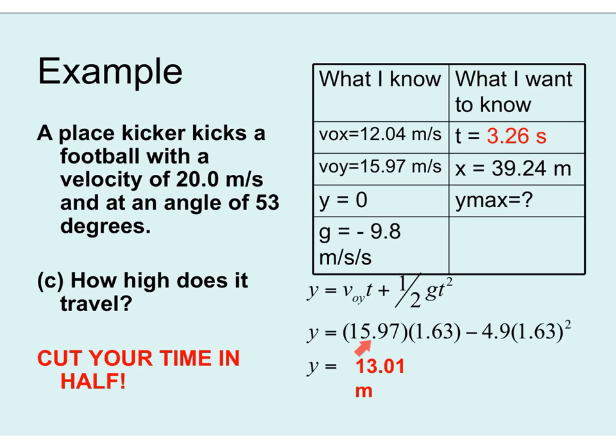So 15.97 times 1.63, that's this part of the equation, plus 1/2 of gravity, gravity's 9.8, times the time squared. Put that in here, work out our math, and so we calculate that the ball would have traveled 13.01 meters high.